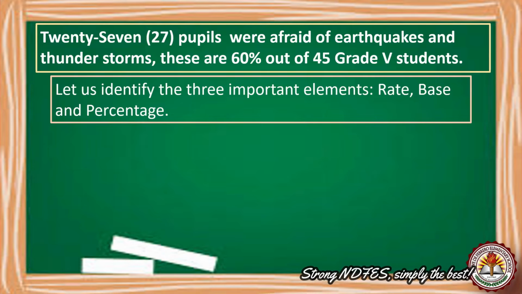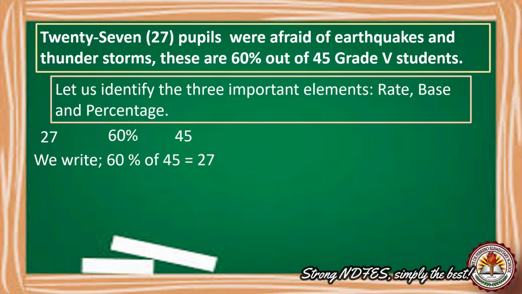First, let us write the given facts or the given number. We have 27 pupils were afraid of earthquakes and thunderstorms. 60%. 45 grade 5 students. Then, if we will write this in a number sentence, that is 60% of 45 equals 27. Now, let us identify what kind of elements these given numbers are.